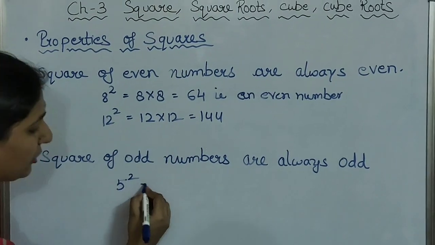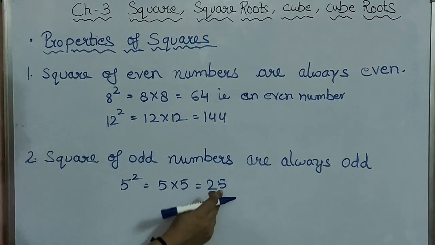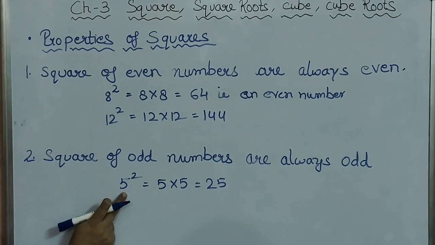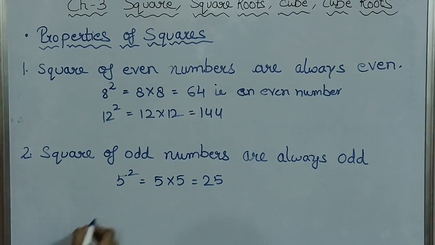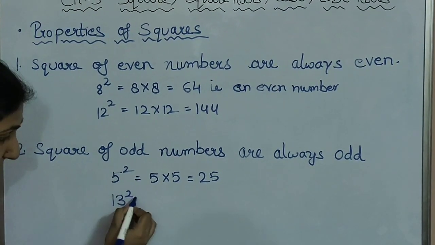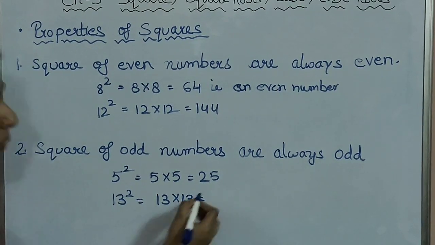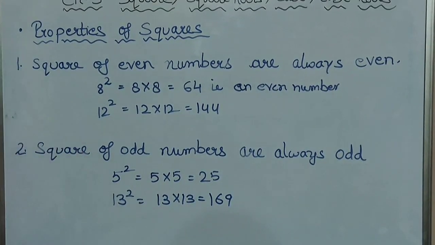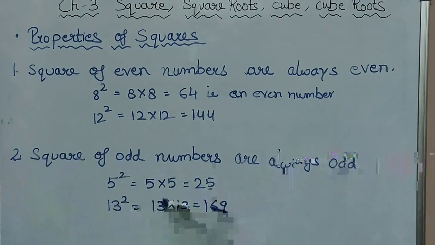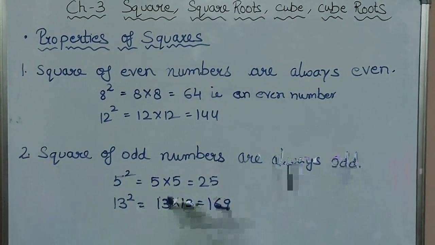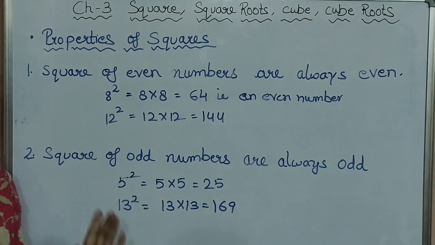So 5 raised to the power 2 is 5 into 5, that is 25. You can see the result. The square of 5 is 25, that is odd. We'll take another example. 13 square, that means 13 into 13, that is 169. Again, its unit place is odd. That means 169 is an odd number. So it is proof that the square of even numbers are always even and the square of odd numbers are always odd.